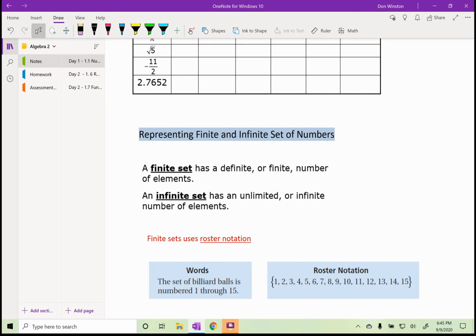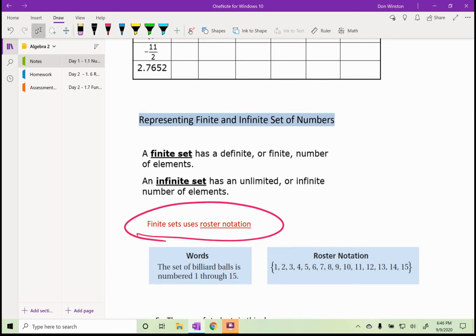All right, the next thing we have to talk about is the finite set and infinite set of numbers. A finite set of numbers has a definite or finite number of elements. An infinite set has an unlimited or infinite number of elements. So how do you write finite sets? You write them using roster notation. So for example, the set of billiard balls is numbered 1 through 15. 1, 2, 3, 4, 5, 6, 7, 8, all the way through 15.